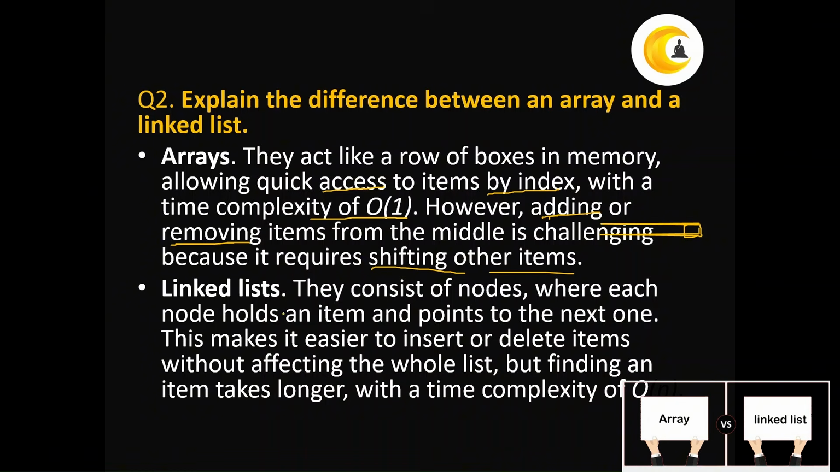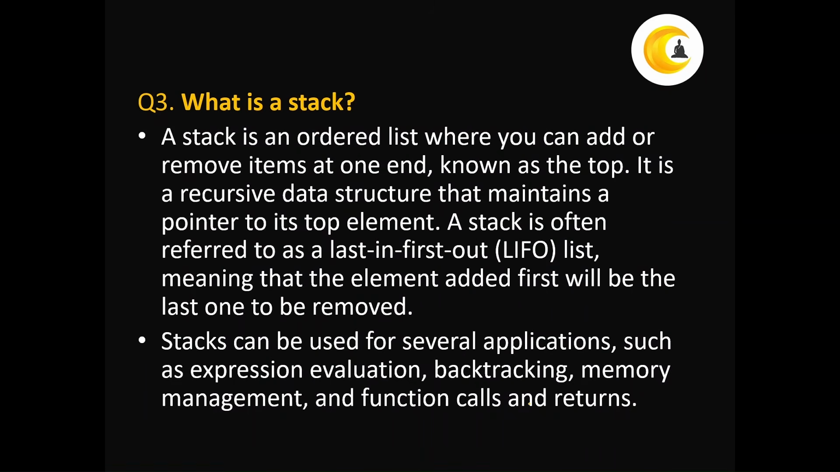Now, what happens in a linked list? You don't have to shift. Why? Because each of the nodes holds an item and the pointer to the next one. This makes it easy to insert or delete an item without affecting the whole list. There is no hollow space created in a linked list. You can simply remove that value, insert a new one, and just put the address as the next referencing location, whatever you want. So the time complexity here is Big O of n. A linked list takes a time complexity of Big O of n.